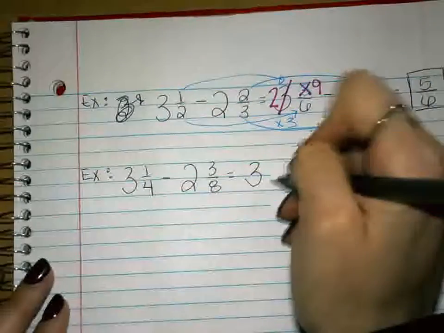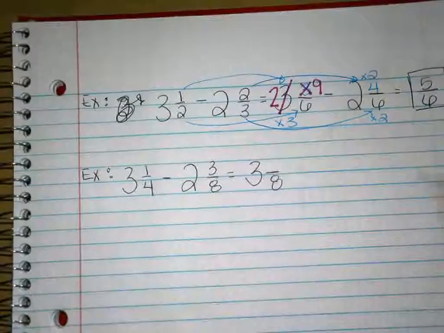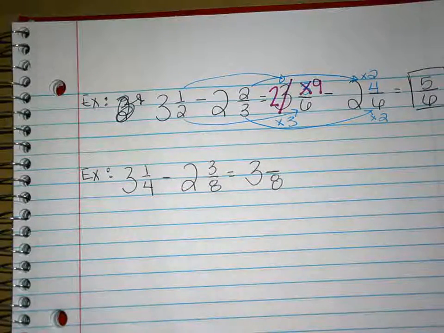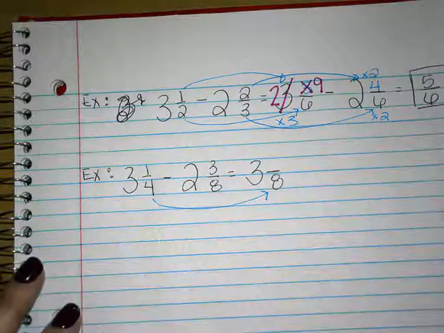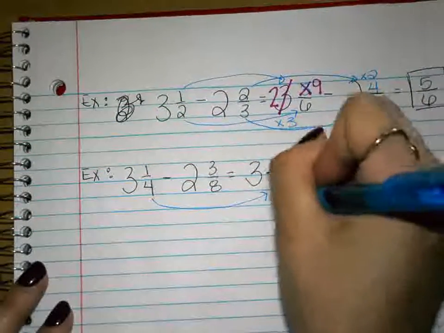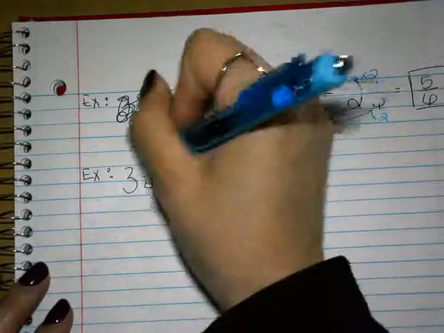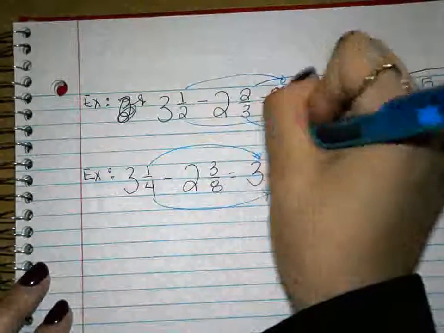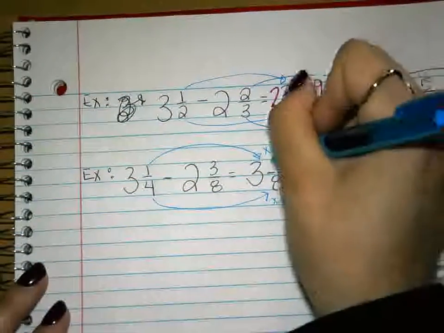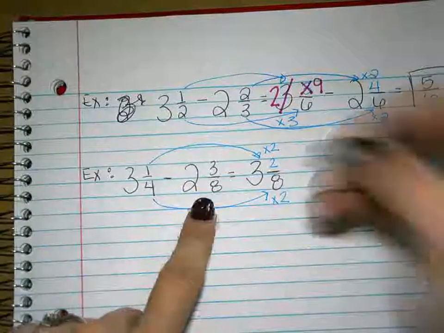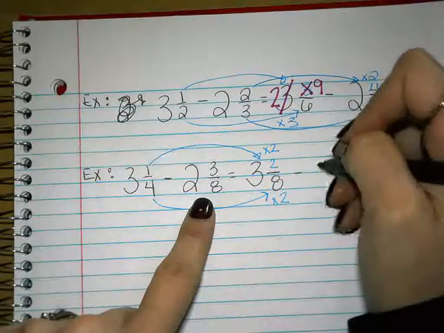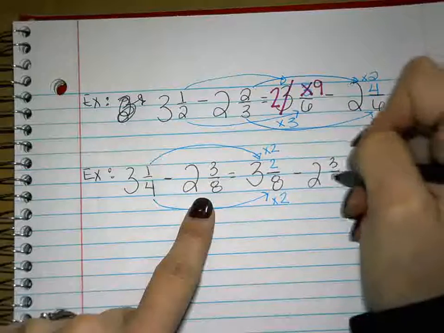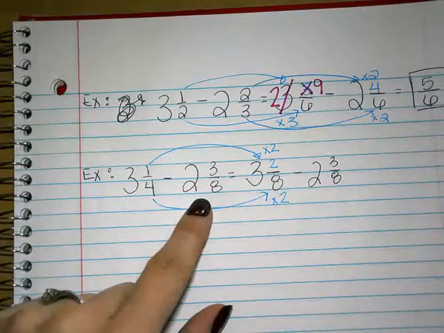So I'm going to have 3. I'm going to change that 4 to an 8. How do I get from 4 to 8? And whatever I do to the bottom, I have to do to the top. So 1 times 2 is... And then I get to do what with my second fraction? Nothing. I get to keep it the same. That's awesome, isn't it?